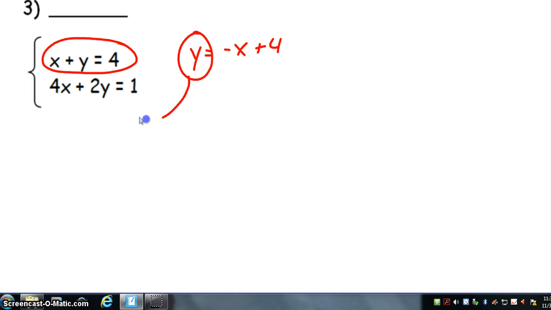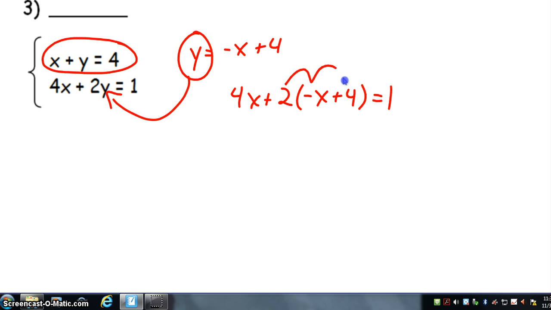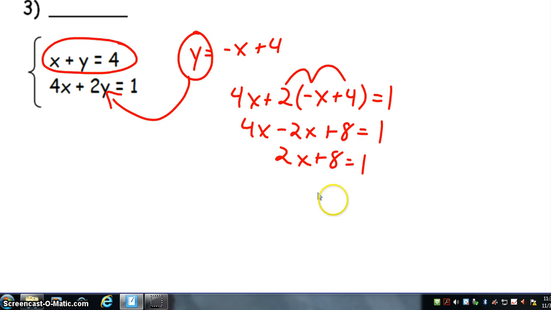So what I've done is I've solved this equation for y by subtracting x to the other side. Then I would take this y and plug it into the second equation. So this becomes 4x plus 2 parentheses negative x plus 4 equals 1. Distribute. So 4x minus 2x plus 8 equals 1. 2x plus 8 equals 1. Subtract 8. 2x equals 7. So x equals 7 over 2, or 3.5. I'm going to leave the improper fraction of just 7 over 2 for my x value.